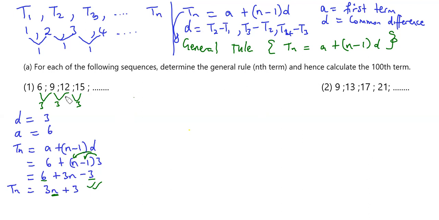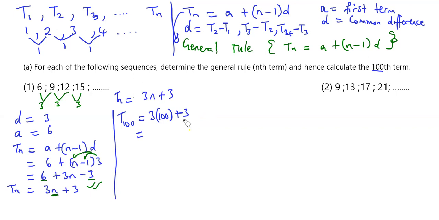Let's see if we can get the 100th term. Okay, so you're going to say T100. Remember, we have Tn is equal to 3n plus 3. When they say T100, you just substitute where there is n, you put 100. So T100 is 3 in bracket 100 plus 3. Then 3 times 100 is 300 plus 3 is going to be 303. So this is our answer.